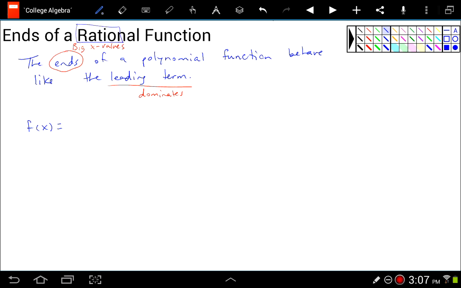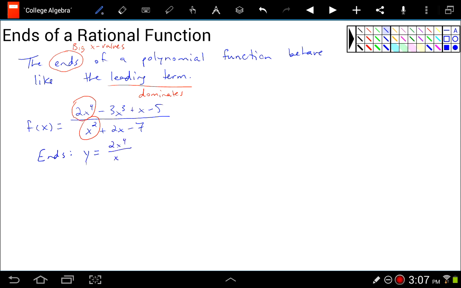A rational function is simply a ratio of polynomials. So I might have (2x^4 - 3x^3 + x - 5) over (x^2 + 2x - 7). And if I want to look at the ends of this function, I know that on top 2x^4 is going to dominate, and on bottom x^2 is going to dominate. So the ends of this function behave like y equals still the ratio, but now just the ratio of the leading terms and not the other insignificant stuff.